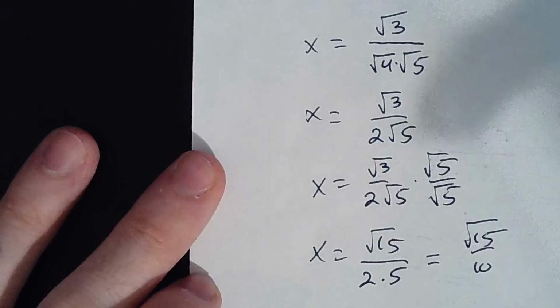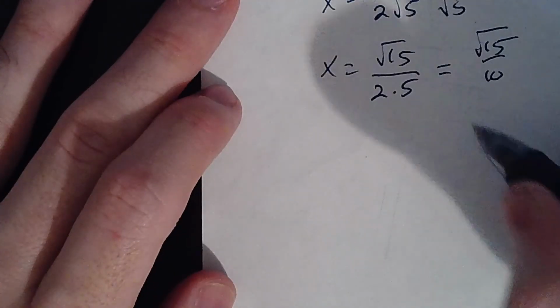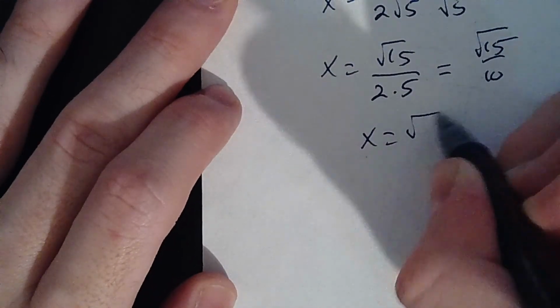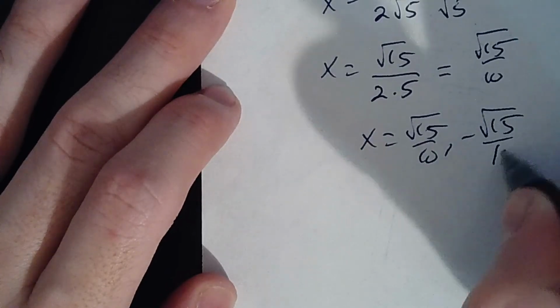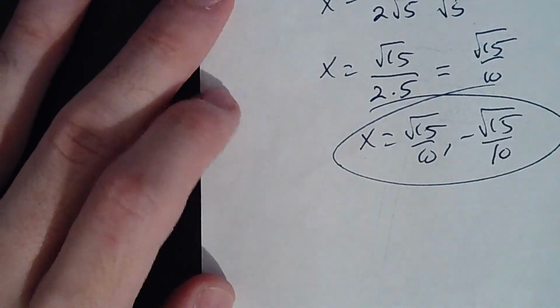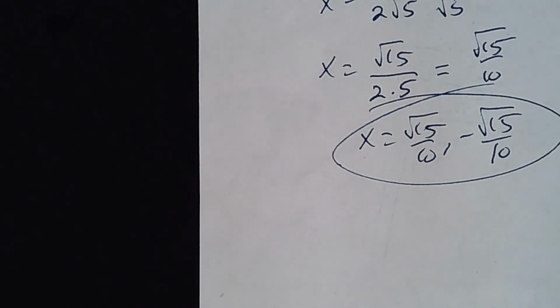Don't forget, it's also the negative answer. You gotta have both. X is the square root of 15 over 10 and the negative square root of 15 over 10. You have to write them both down. Don't write them both down, it's a disaster.